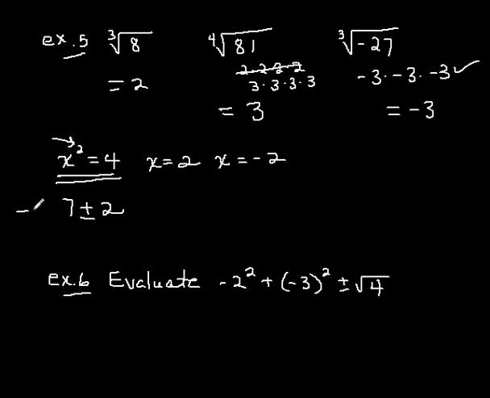This is a notation that you might not have seen before. This is 7 plus or minus 2. What that means is you're going to have 2 different answers. You're going to have 7 plus 2, and that will give you, oops, that would have been 9.